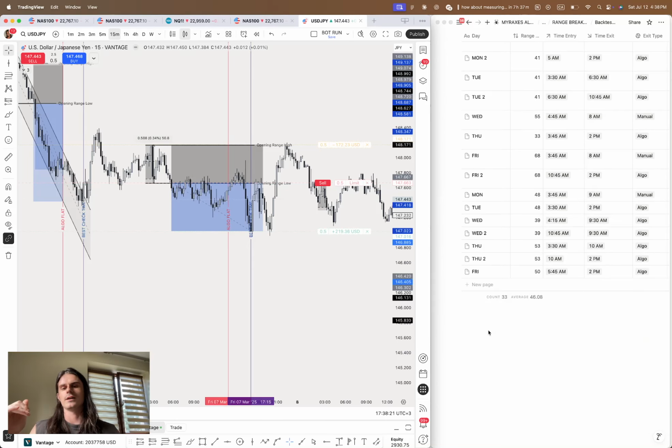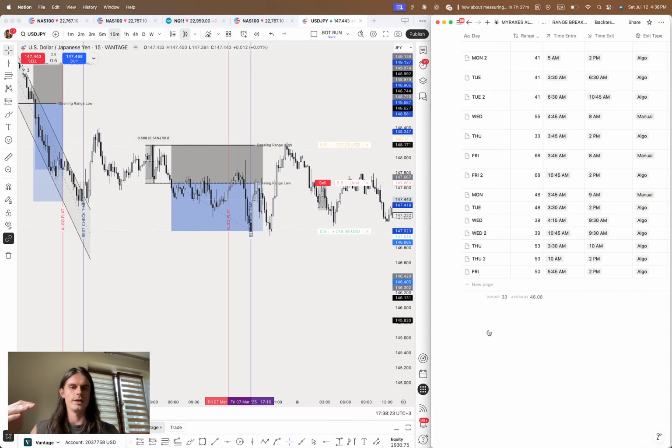Normally, 50 logs for me is enough to build some conviction and everything, but I always try to push it to 100. And right now I'm in the process of pushing every single model that I'm backtesting to 100. The model that I'm testing right now is USD, a range breakout strategy that I have coded.